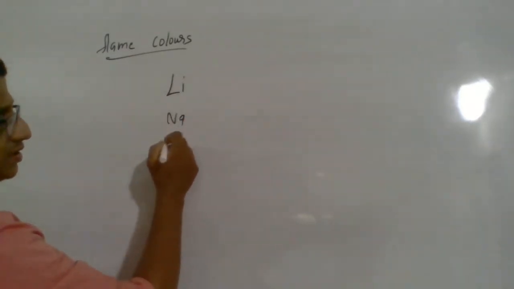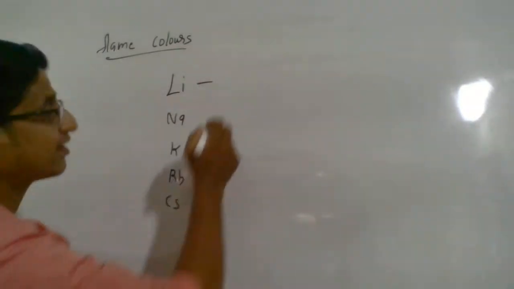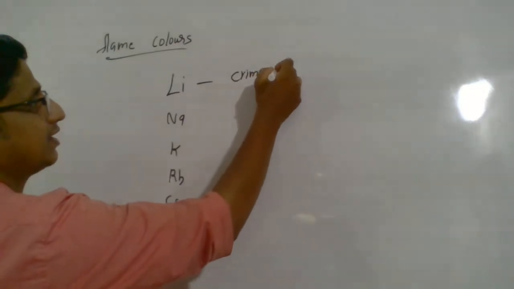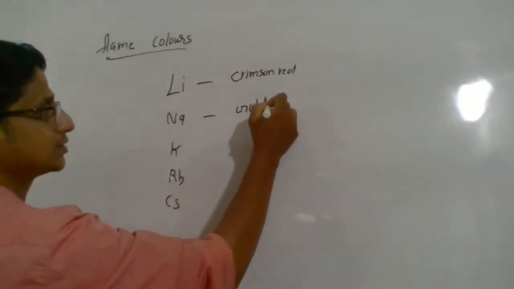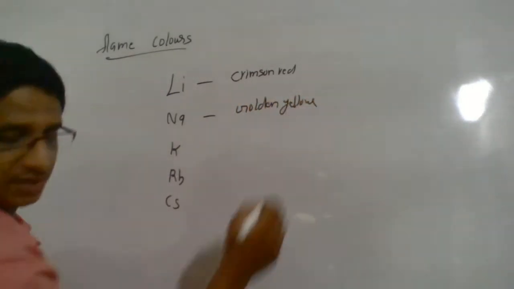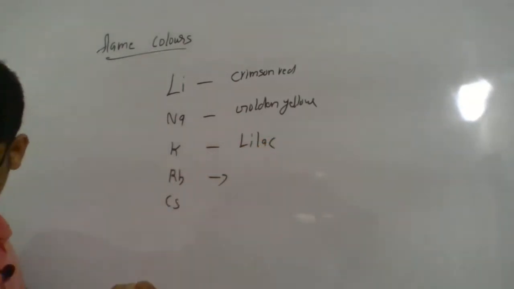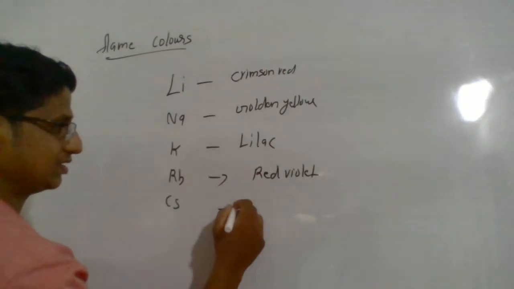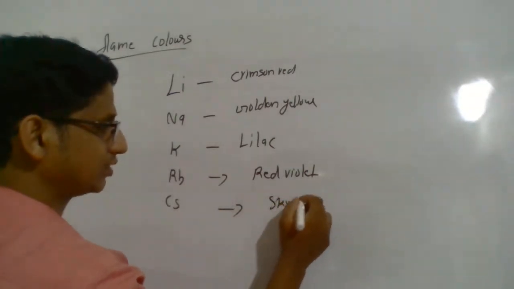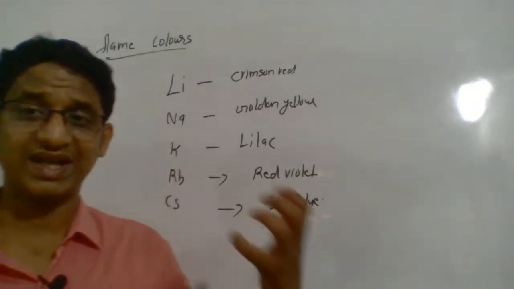So look at the color for each of the alkali metals: lithium, sodium, potassium, rubidium, cesium. Lithium has a color that is crimson red, sodium is yellow, we'll say golden yellow, and potassium has a lilac color. Rubidium has a red violet color, and next cesium has a sky blue color. So that is the color for lithium, sodium, potassium, rubidium, cesium. This means they have a characteristic color.